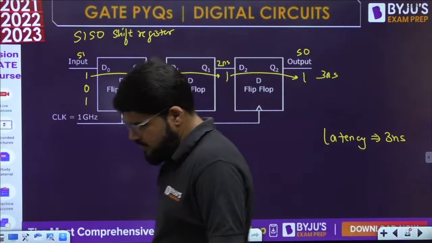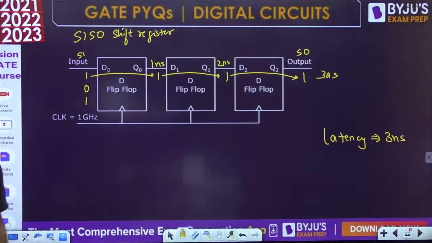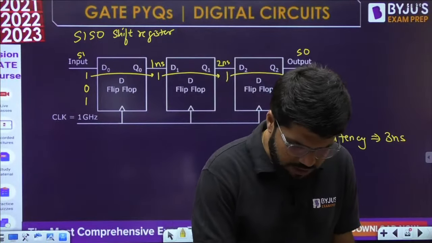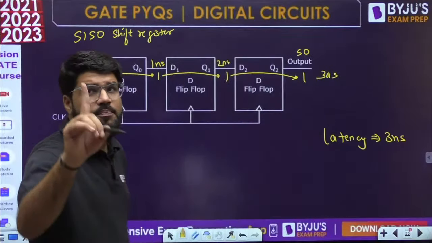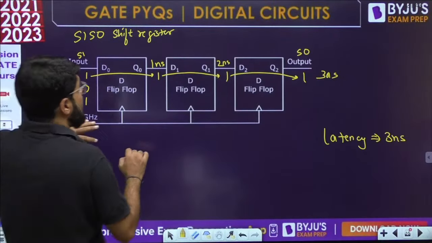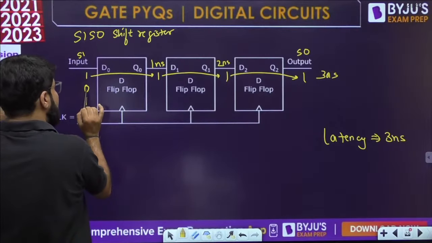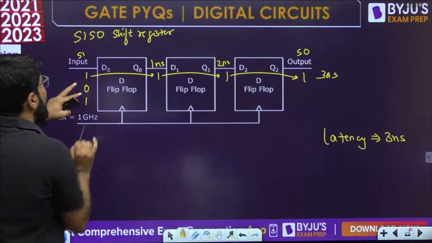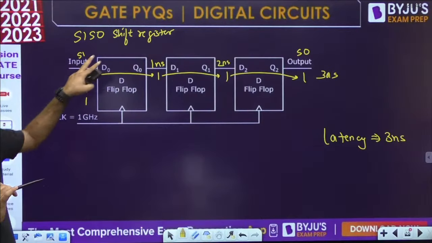But throughput: how many bits per second can pass through the circuit? That is throughput. Throughput means the number of bits that you can pass through the circuit for every 1 second. Ab dekhna yahan pe. What is going to happen next now? This second bit, at the first clock pulse, this was applied. At the second clock pulse, this will become the serial input. Ye toh chala gaya na?